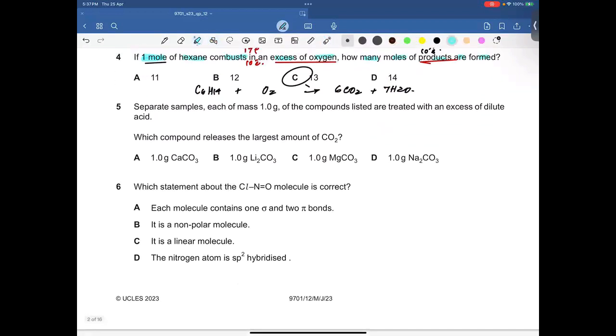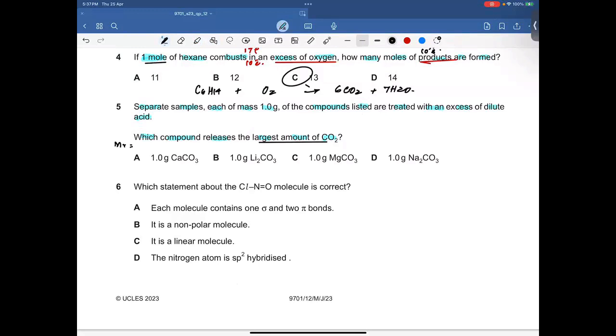Question number 5. Separate samples, each of mass 1 gram of the compound listed, are treated with an excess of dilute acid. Which compound releases the largest amount of carbon dioxide? Releases the largest amount could be in terms of mass, could be in terms of volume of gas. So I believe first we need to find out the MR of all the substances, because the mass is already given in the question.